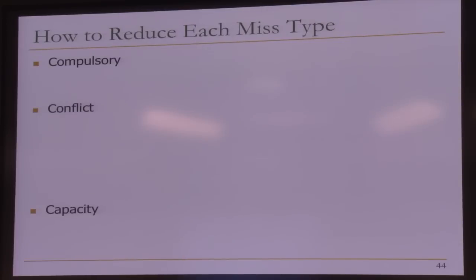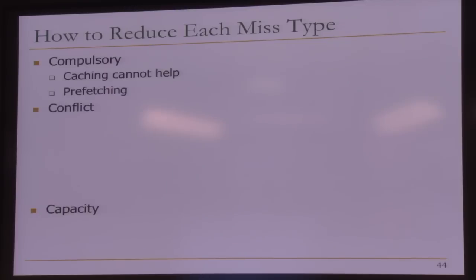So how do you reduce each miss type? And we're going to cover a lot of this in the next lectures. Compulsory misses, can you reduce them with caching? Remember, this is the first time you see a block ever. It just appears. You've never seen it before. You can load blocks ahead of time, and that's called prefetching. Basically, caching doesn't help the compulsory misses, right? You need to do something else, which is prefetching, which we will cover in a later lecture.